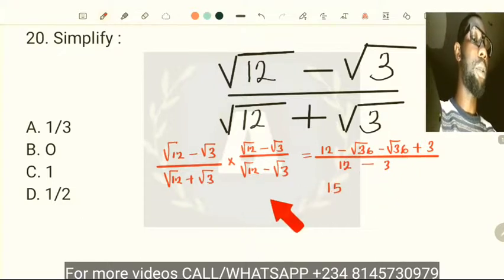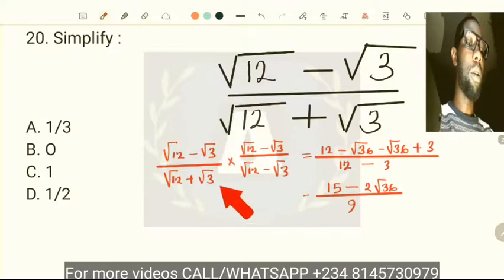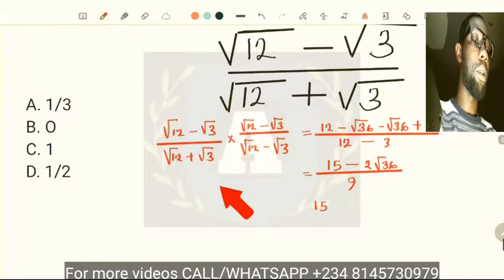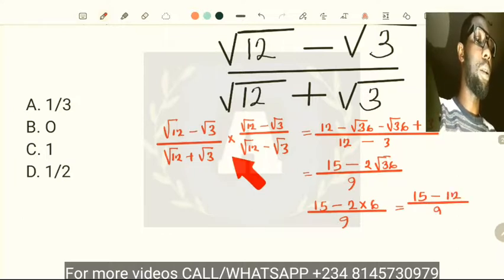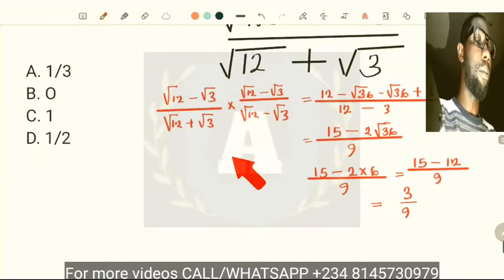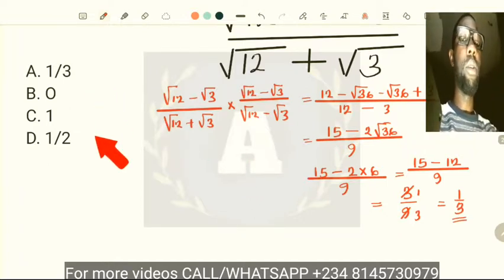Then minus root 36 minus root 36 is minus 2 root 36, over 12 minus 3, and that is 9. So now here you can say 15 minus 2 times the square root of 36, that is 6, over 9. So that will be equal to 15 minus 2 times 6, which is 12, divided by 9. So 15 minus 12 is 3, divided by 9. Now 3 in 3 is 1, 3 in 9 is 3. So the answer to that question is 1 over 3, as we have it here.